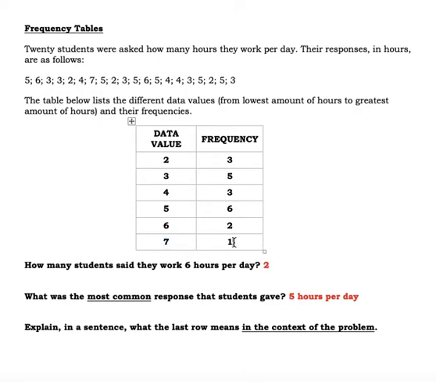I see the frequency is 1. Remember, frequency represents how many students gave this response. So this row tells me 1 student said he or she works 7 hours per day.